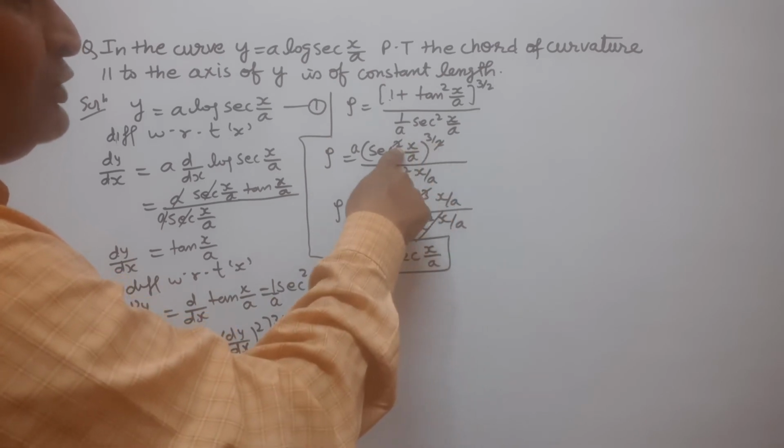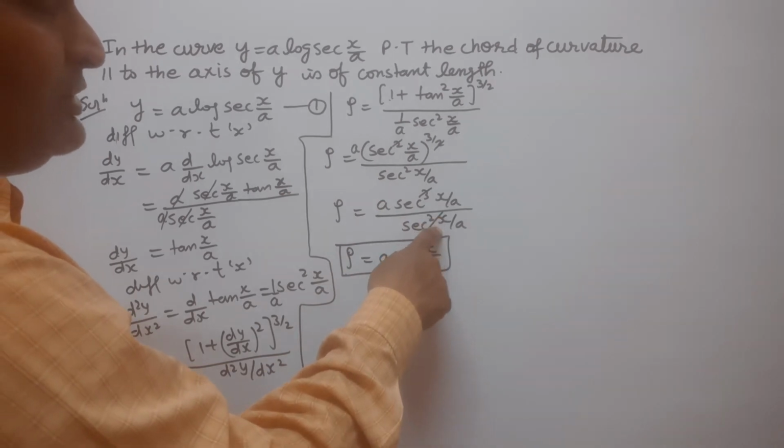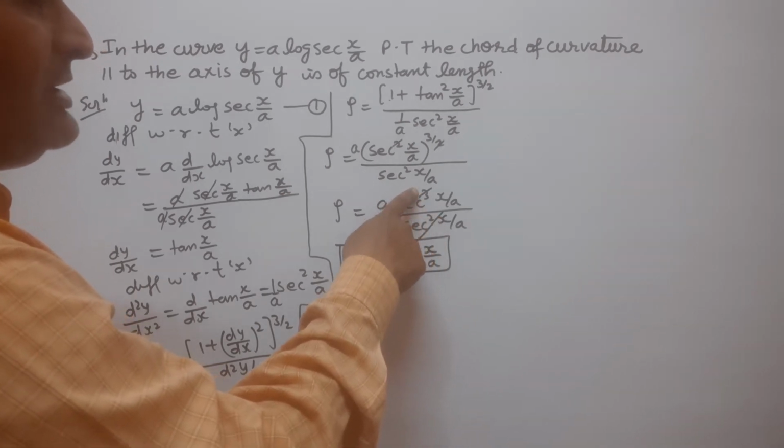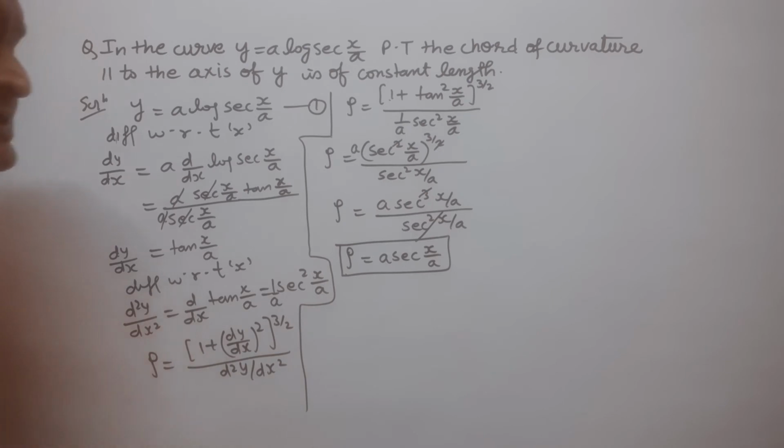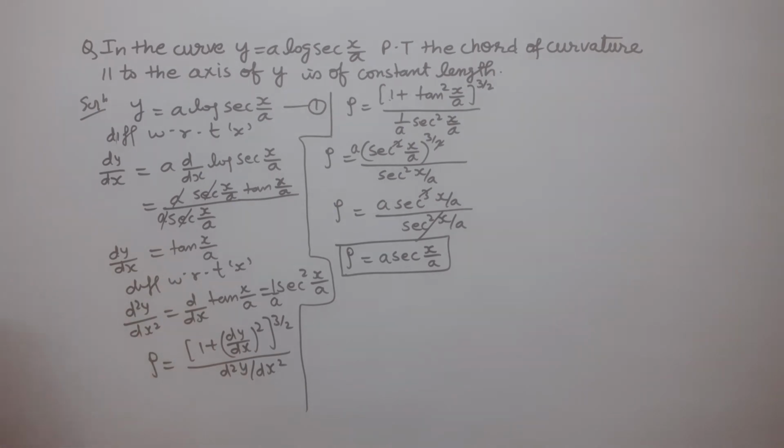So this 2 and 2 are cancelled out. So this is sec cube x upon a upon sec square x upon a. So this sec square x upon a is cancelled by this cube. So we get the radius of curvature of this given Cartesian curve as rho is equal to a sec x by a.